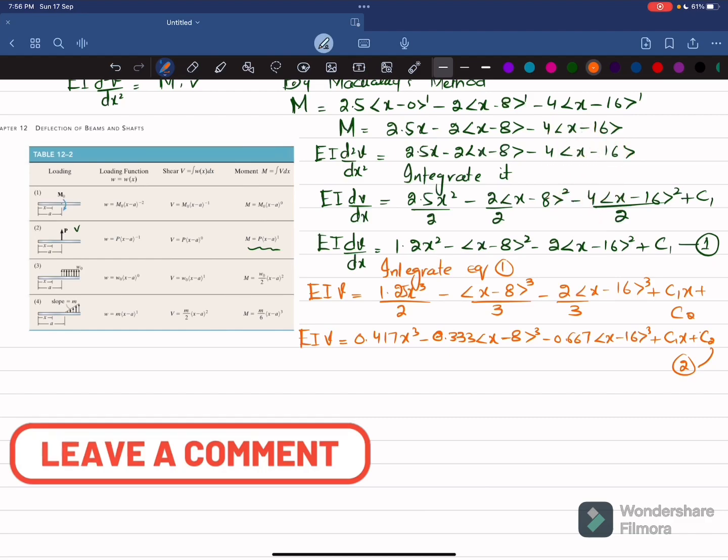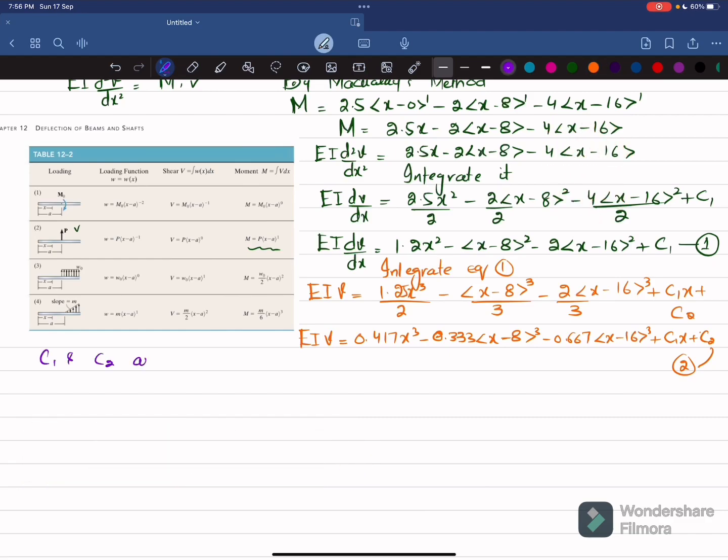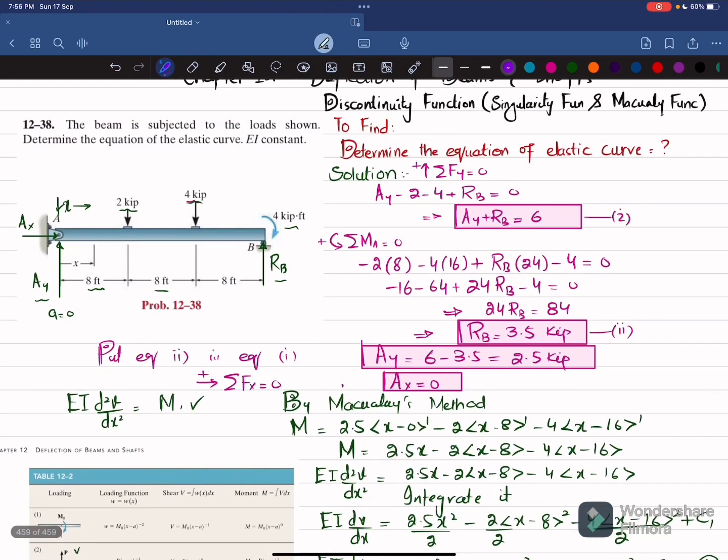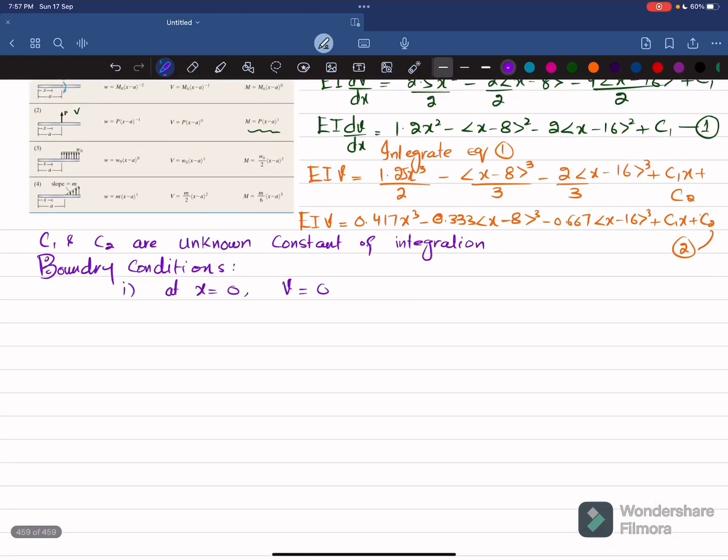Now we know that C1 and C2 are unknown constants of integration, and they can be found by using boundary conditions. So what are these boundary conditions? The first boundary condition is that at x equal to 0, we have deflection V equal to 0. You can see here x is equal to 0, deflection will be equal to 0 because this is a pin support. Clear? So put it in equation number 2 because equation number 2 is about deflection.